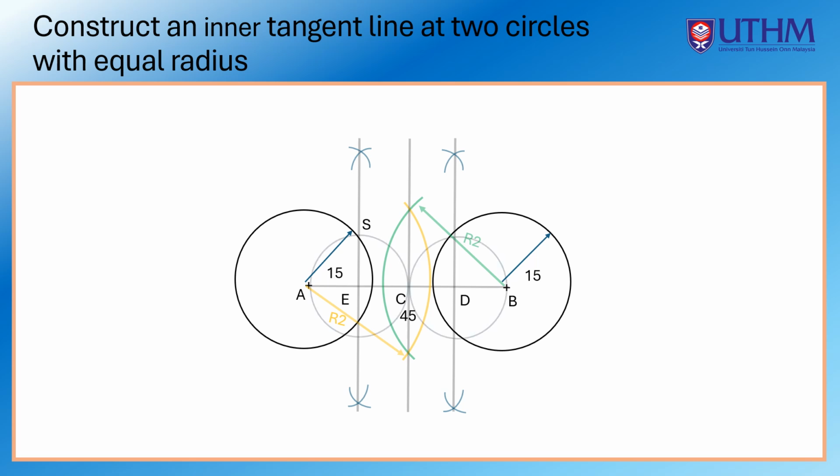Point S, another circle, and point T. Create a straight line to the 2 circles and pass through the point S and T. That is the tangent line that you need.